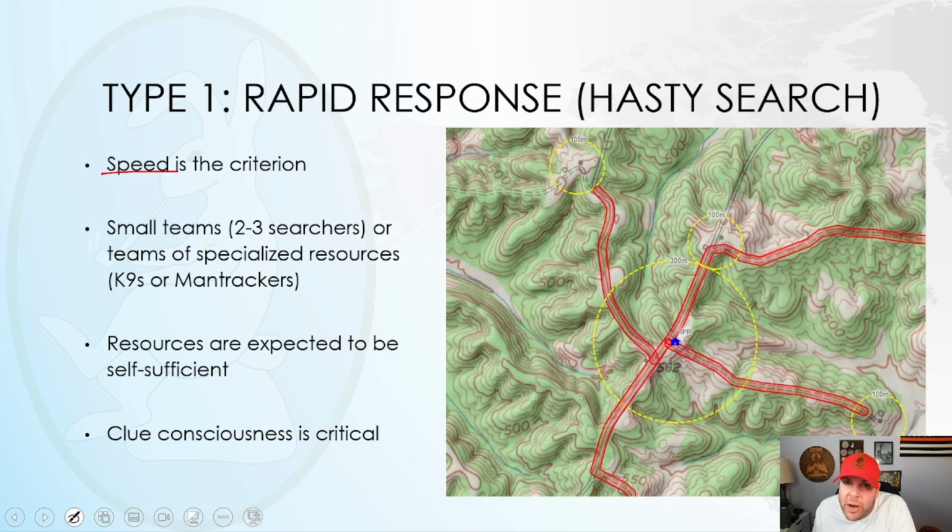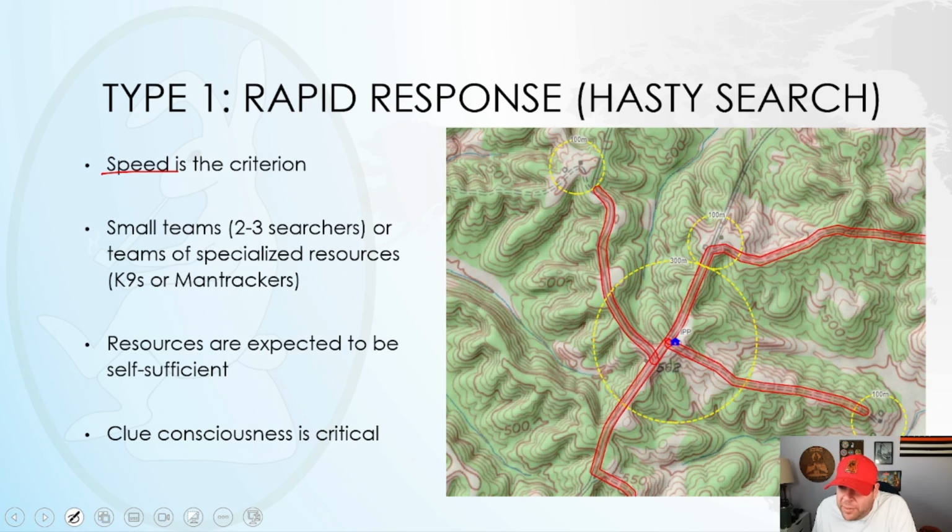All rapid response team members should be proficient in clue identification. That's including being track aware. And I will again point to even the canine units. Some level of track awareness is very much required if you want to be a good, well-rounded, and effective searcher.